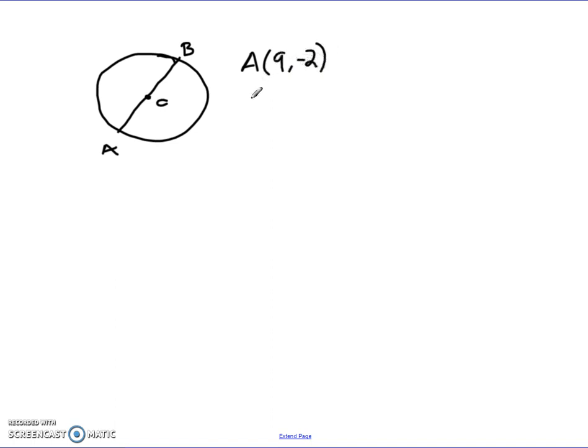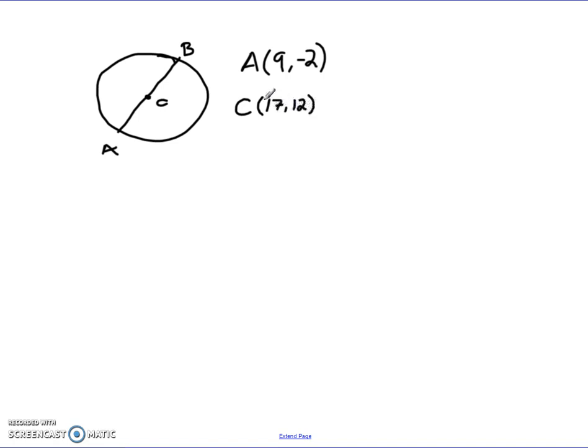So imagine I'm going to give you a circle. I'm going to tell you the centre of the circle, I'm going to give you with a point C, and I'm going to draw you a diameter. And the diameter goes from a point A to a point B. Now in this diagram, I'm going to tell you that A has the coordinate 9, -2, and that the circle has a centre located at the point C, which is given by 17, 12.